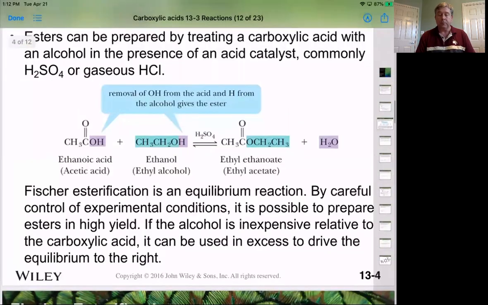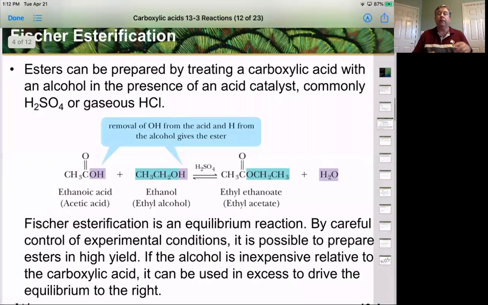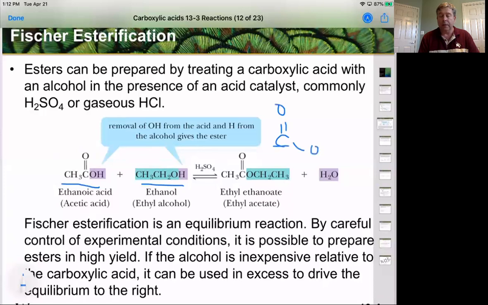Okay. So another reaction we can do with the carboxylic acid is to convert it from the carboxylic acid itself to a derivative called the ester. In the case of the ester, what we've done is we've taken a carboxylic acid and an alcohol, and then by removing water, we've created this new carbonyl oxygen carbon bond, and that functional group is called the ester.